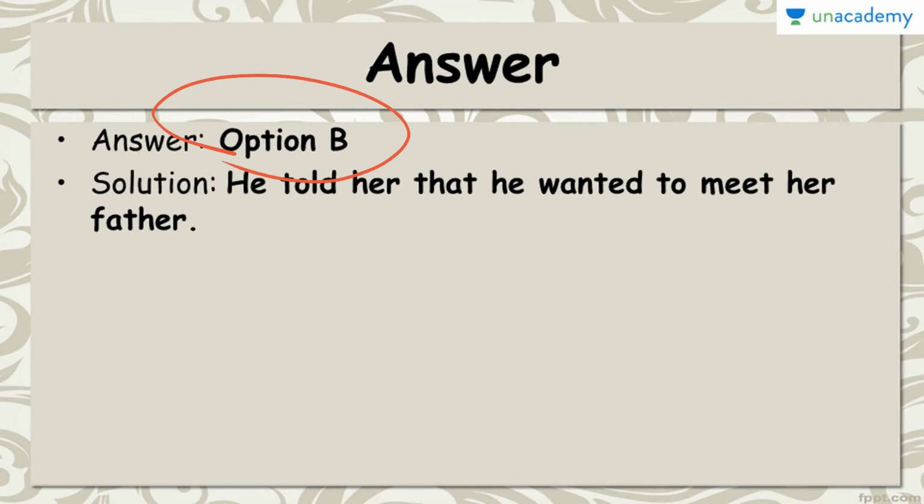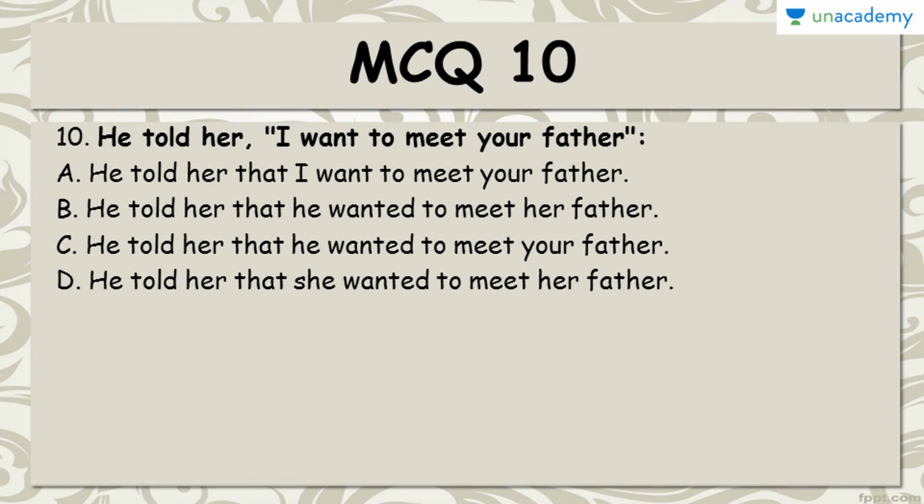He told her that he wanted to meet her father. How? He told her has to be the same. That has to be the same. The sentences which use I, they have to be eliminated. And because he has been used, we cannot use she wanted to meet. Therefore, D is also eliminated. B and C are left.